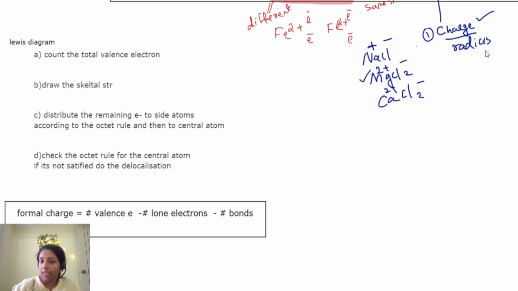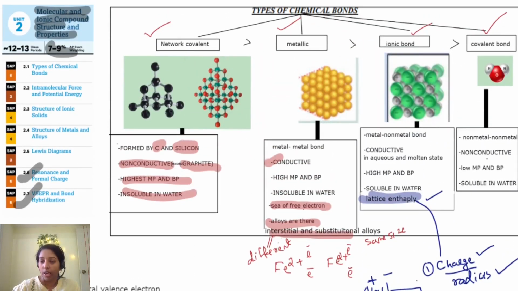So at that time you can think about radius. As we go from top to bottom, radius will increase. So magnesium has the lower size. Lower size means higher attraction. So MgCl2 will have a higher lattice enthalpy. So that's the main thing about ionic bond.